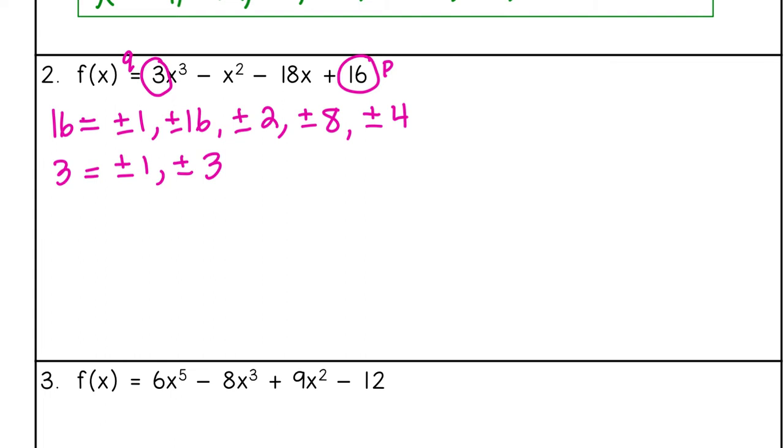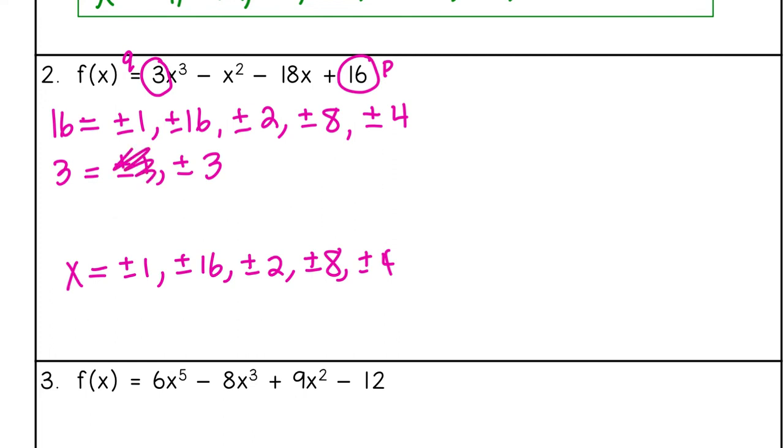Okay, so x would equal... Well, the 1 in this case means that all of them are going to stay the same for the top. So I'm going to go ahead and rewrite those. 1, 16, 2, 8, and 4. So we're done with this 1. But now we need to try all of these divided by 3.